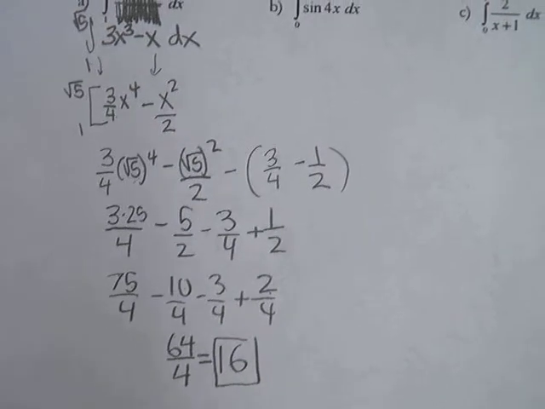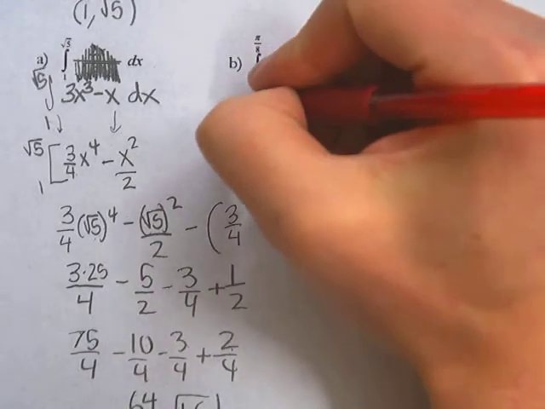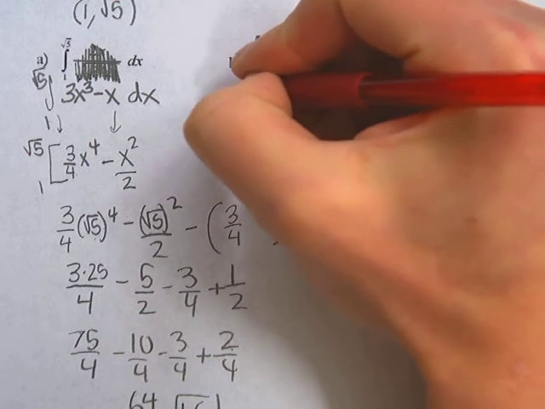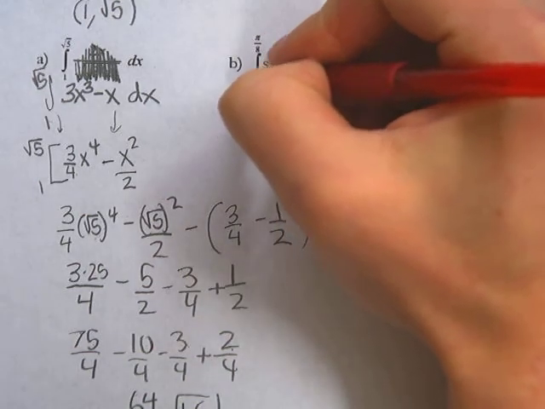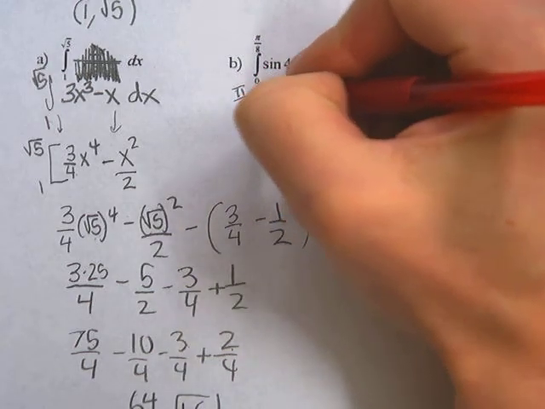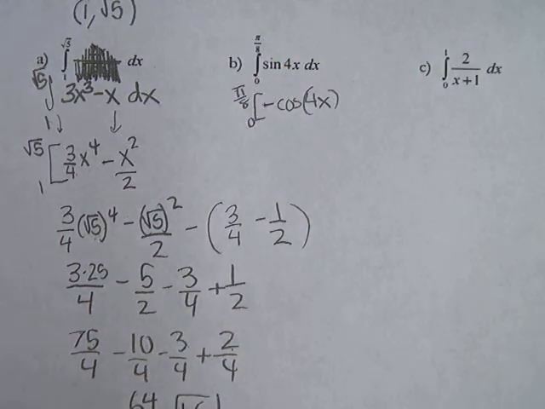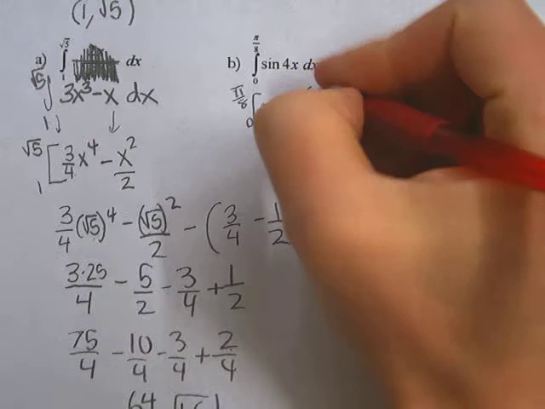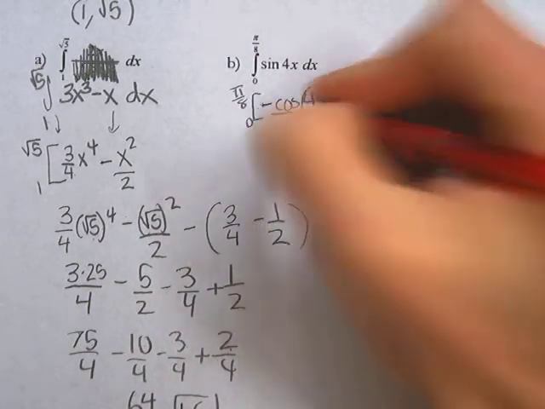So let's move on to our next problem. This one has an easier integral, so I'm going to go straight to the bracket. This is one where we have to think about the reverse chain rule. The thing that gives me sine is a negative cosine. So I'm going to have a negative cosine of 4x. But I have to think about the fact that I'd be multiplying by 4 if I took the derivative of this because of the chain rule. So I have to divide by 4 in my integral.